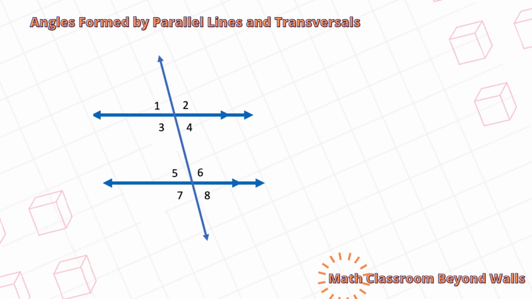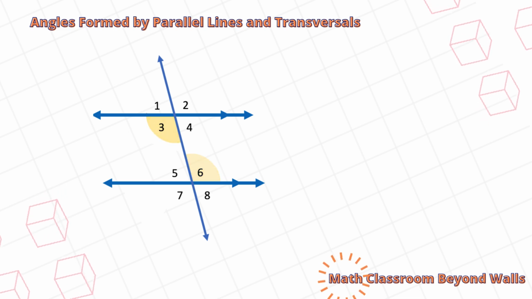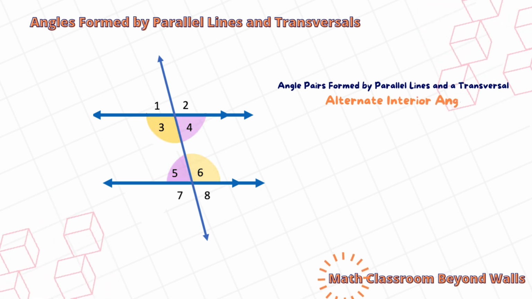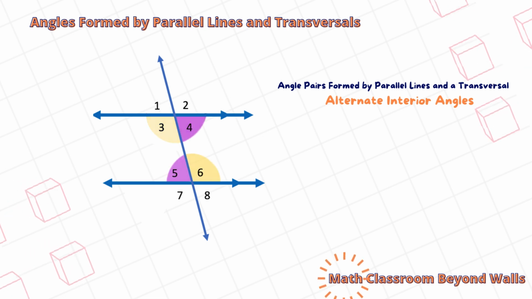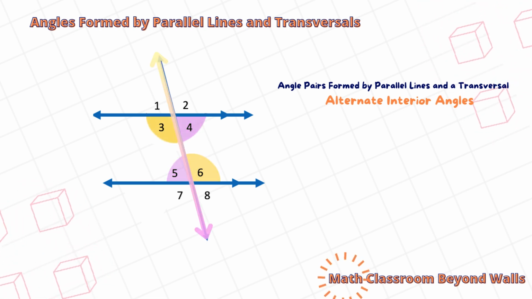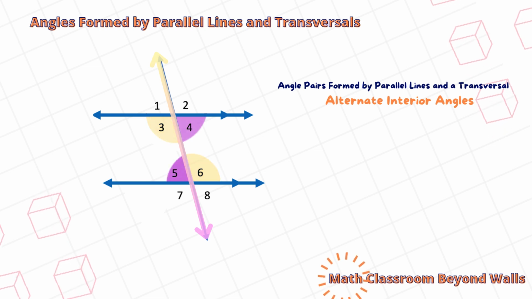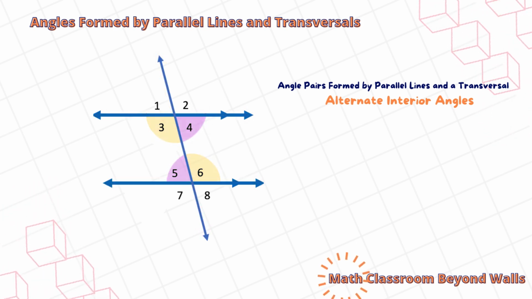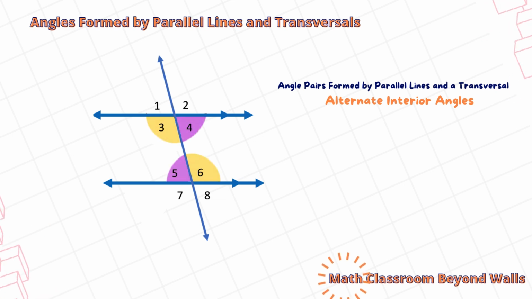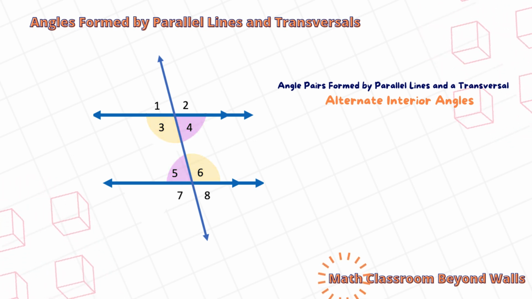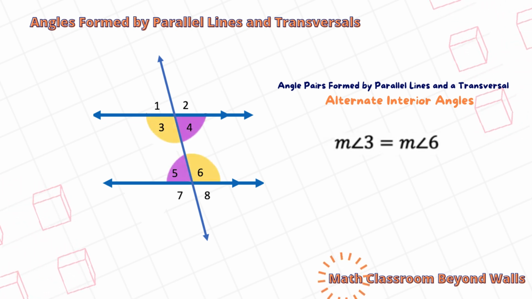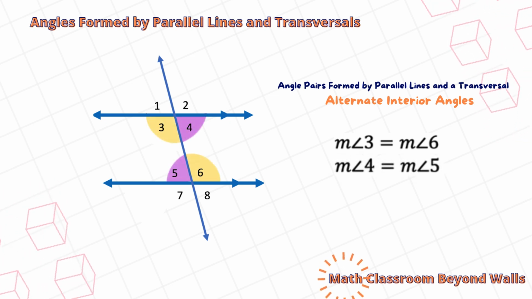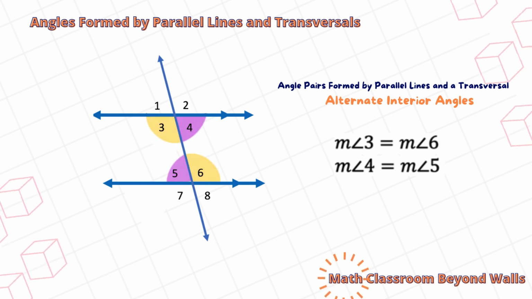Okay, so these pairs, angle 3 and angle 6, and angle 4 and angle 5, are alternate interior angles. Alternate means alternating side of the transversal, and interior means between the 2 parallel lines. Since the lines are parallel, the measures of the angles in each pair are equal. That is, the measure of angle 3 is equal to the measure of angle 6, and the measure of angle 4 is equal to the measure of angle 5.